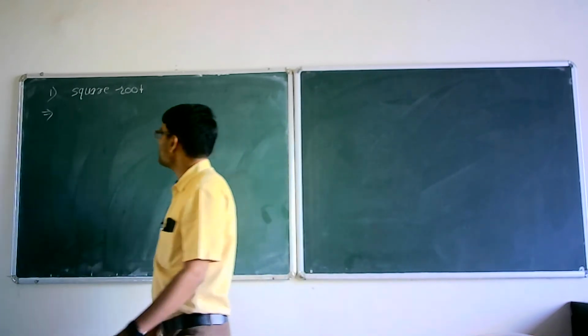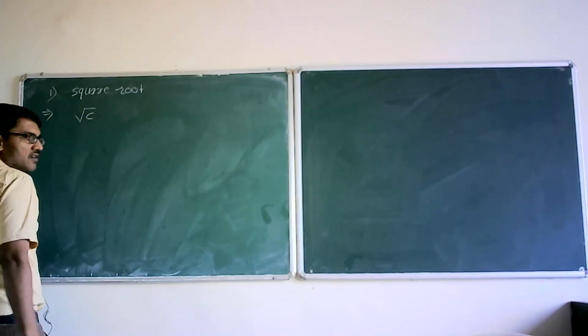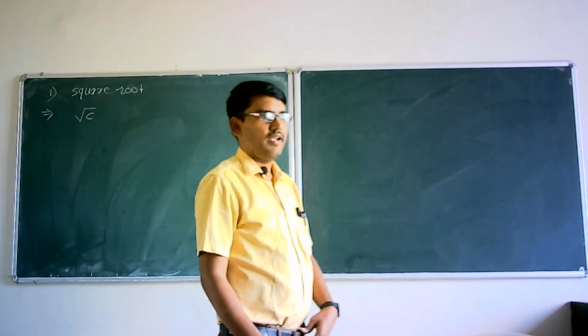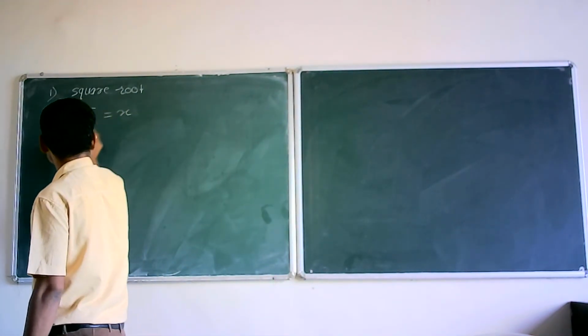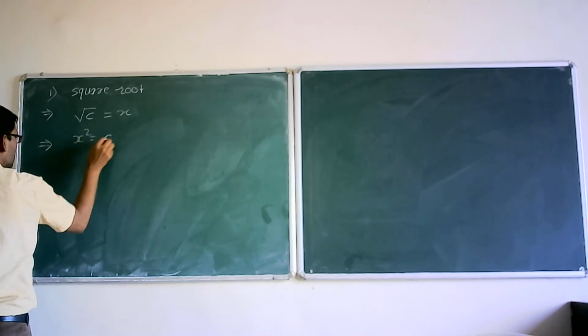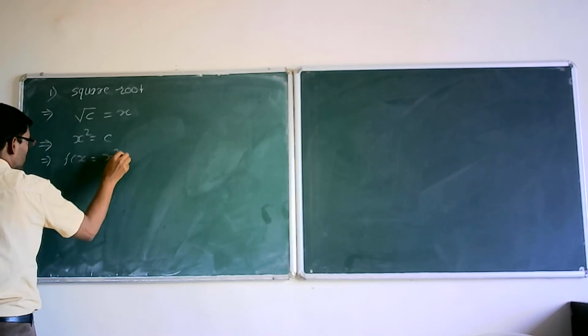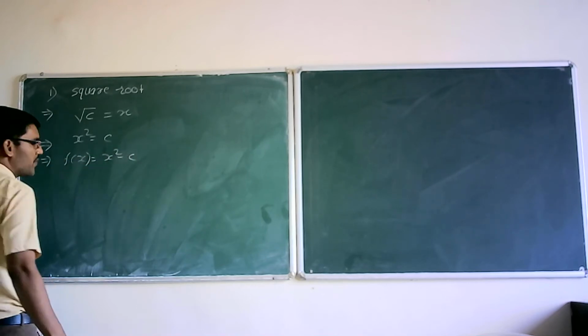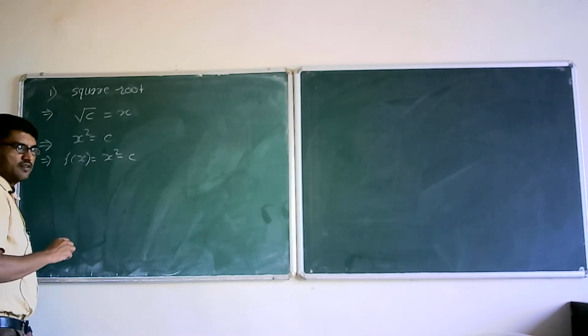Suppose we want to determine the square root of number c, a given number c, and suppose we assume the square root of this number is x. Then if you square on both sides, you will get x square is equal to c. So this implies f of x is equal to x square minus c. So this is our given function.